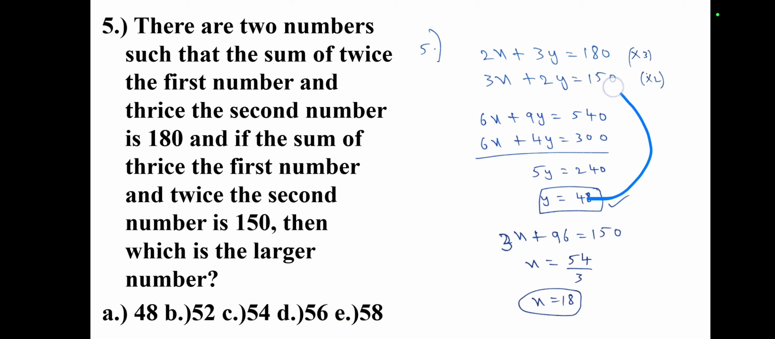Now substitute this 48 over here. You can substitute in any of the expressions. 3x plus 2 into 48, that is 96. 3x plus 96 is equal to 150. Therefore x equal to 54 by 3. 150 minus 96 is 54. So x equal to 54 by 3, x equal to 18.